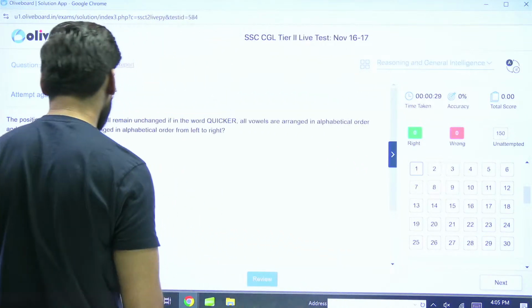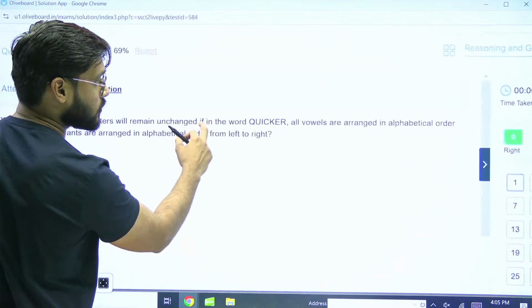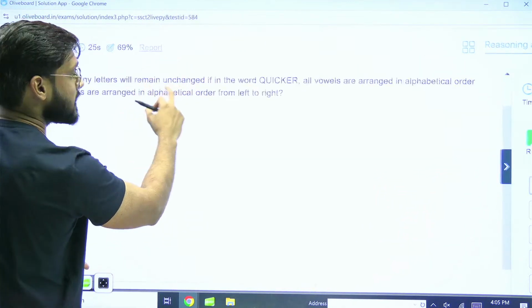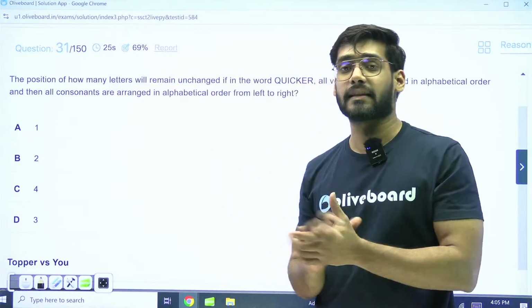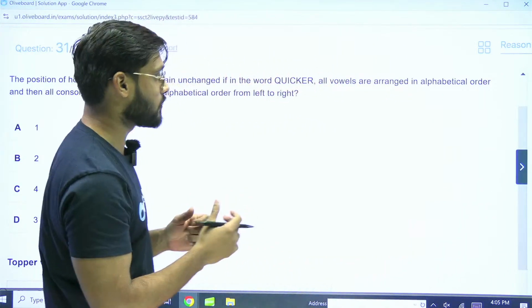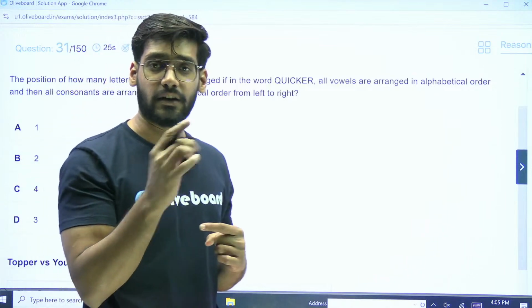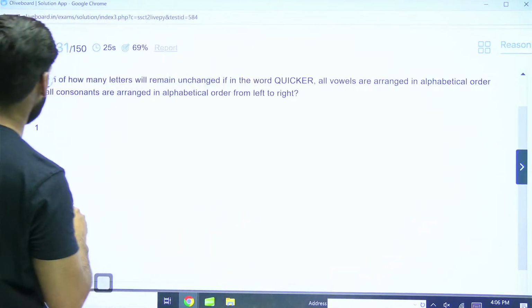In this session today we are going to see the best solutions, the best approaches that we can use for the questions that appear in the Oliveboard live mock test, to solve the questions and save our time. Let's begin the solutions of each and every question.